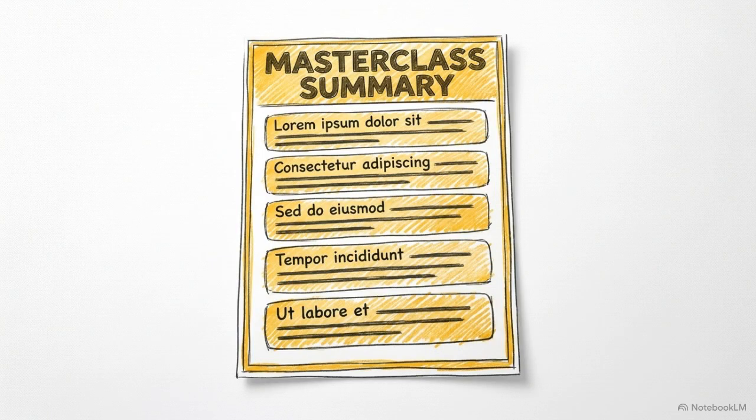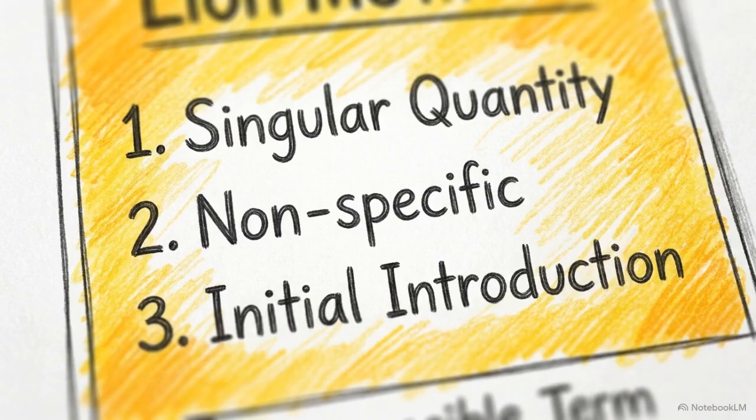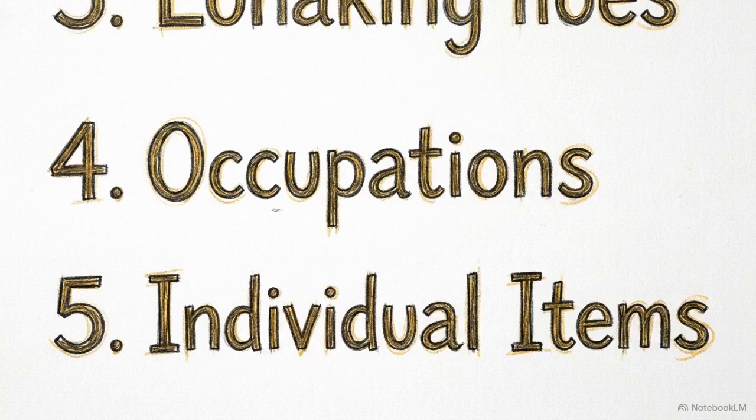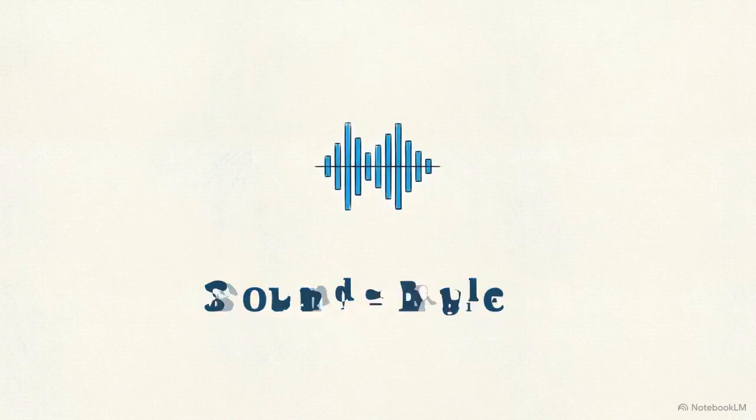Here is your summary for today. These are the 5 laws of article A. It means 1. It refers to anyone. It is used for the first mention of a noun. It is required for professions, and it only precedes singular countable nouns. You have now moved past the common habit of memorizing letters and instead learned the phonetic logic of the language.